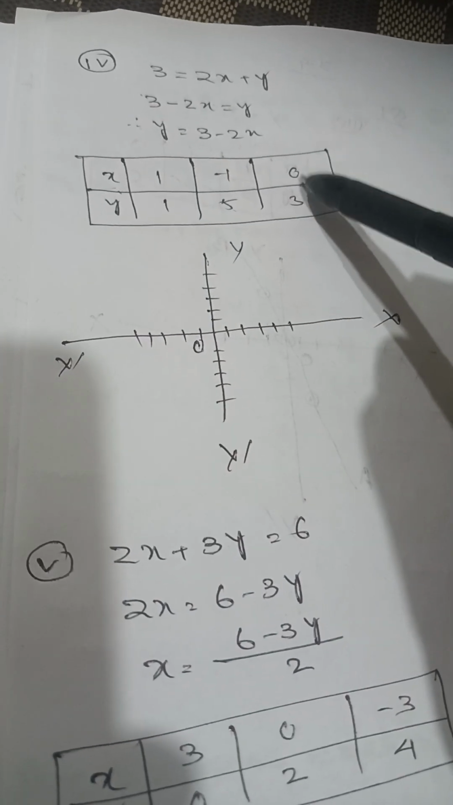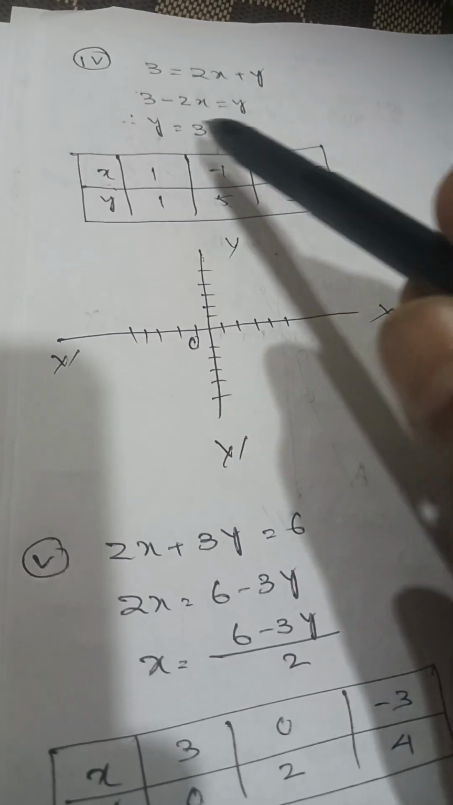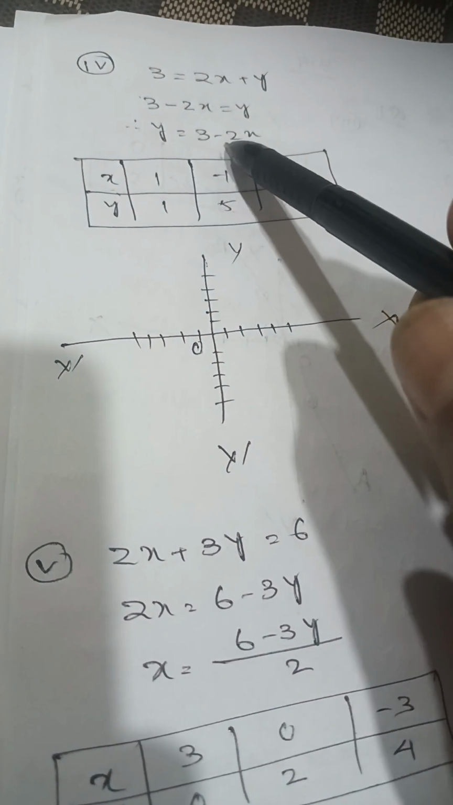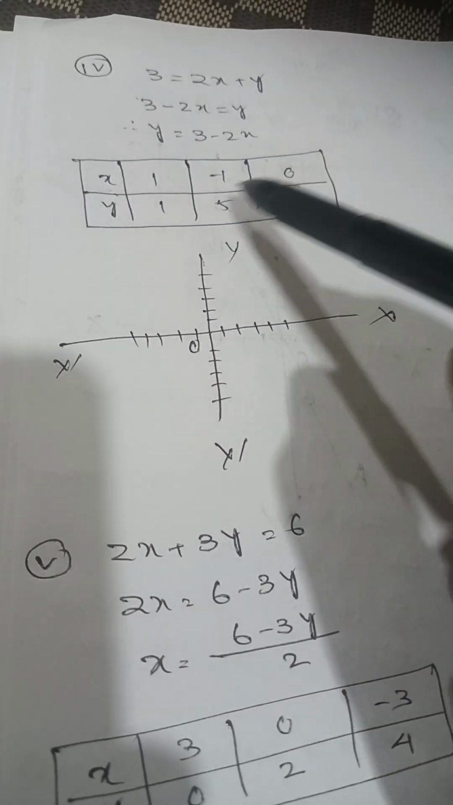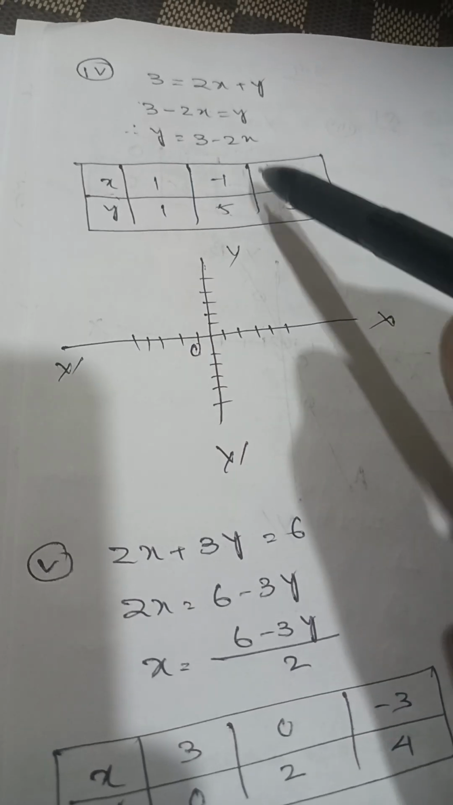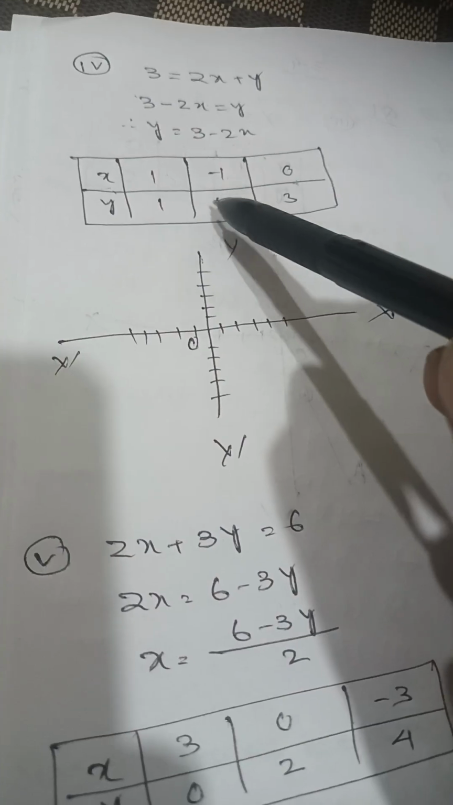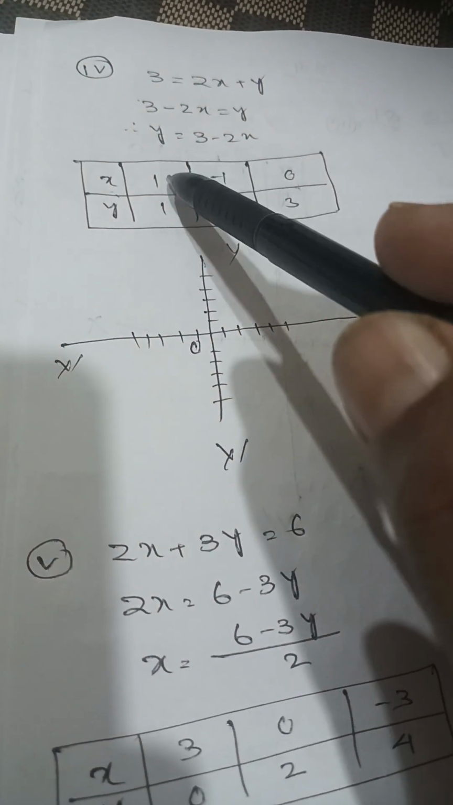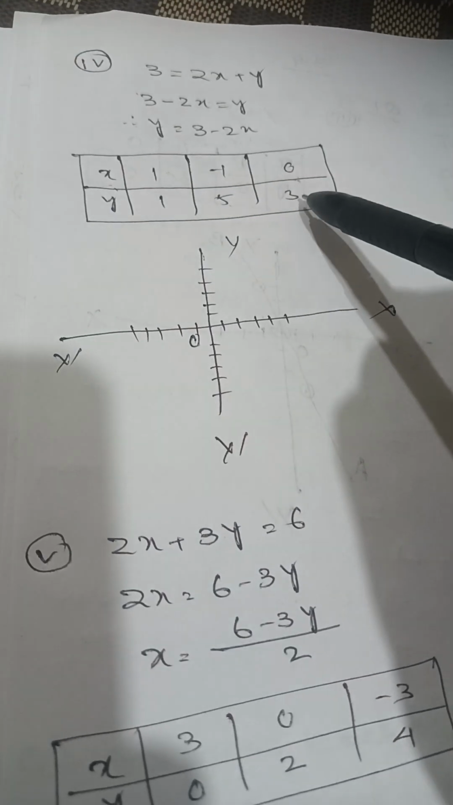So that's why I have written y equal to 5. And now you put x equal to 0. In place of this you write 0. 2 into 0 will be 0. So y equal to 3 minus 0. 3 minus 0 means 3. That's why I have written 3. So you have to make a box, actually these are the solutions of the given equation. These are the answers of the given equation, okay. So if x is 1 then y is 1, x is minus 1 then y is 5, x is 0 then y is 3.